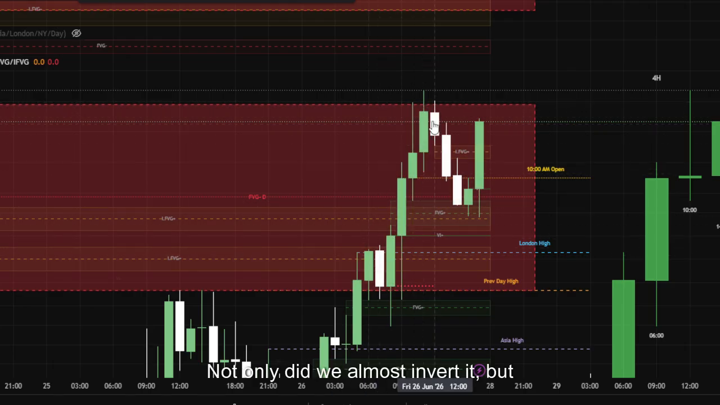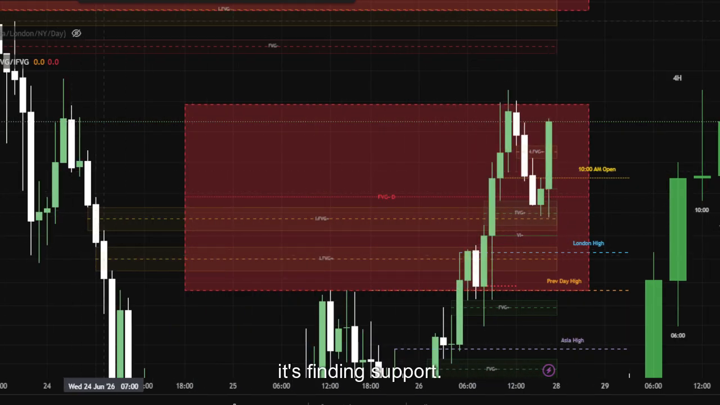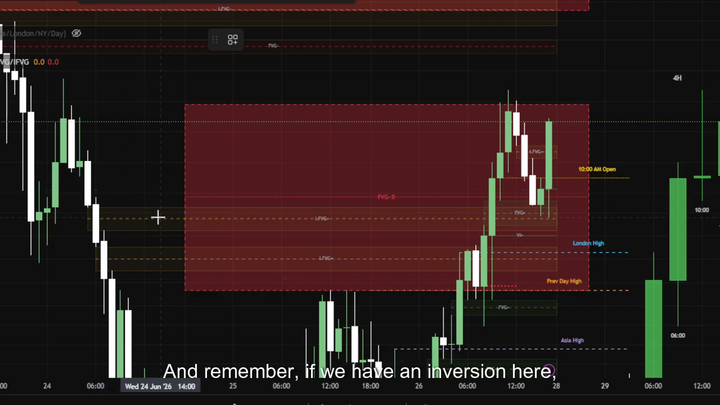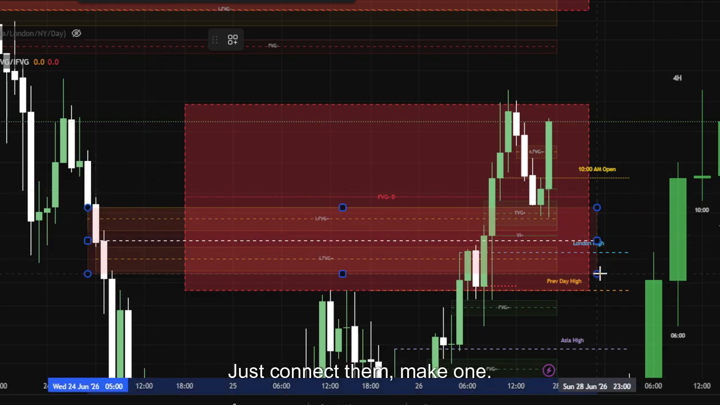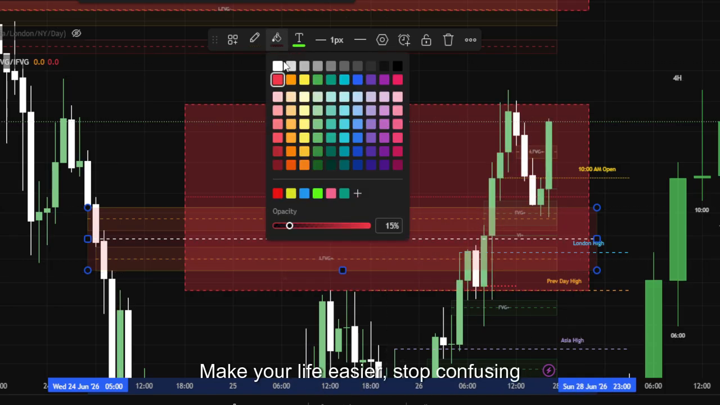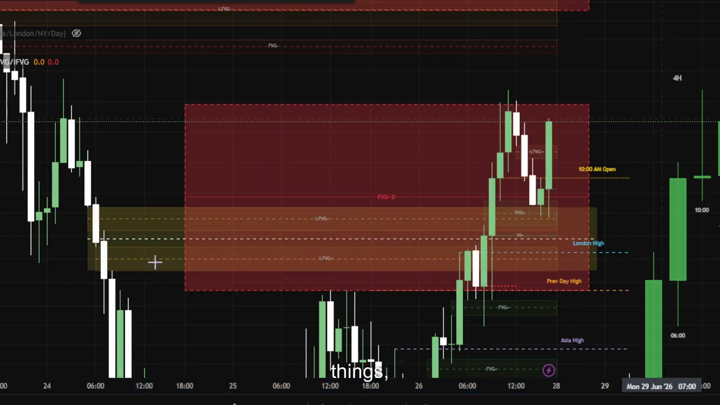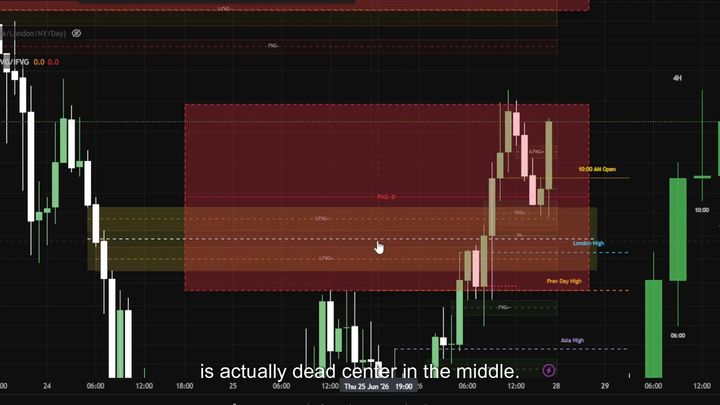Not only did we almost invert it, but similar to the last example, the 50% is almost now acting as a support. It's almost acting as if it has been inverted. Not only that, it's finding support. And remember, if we have an inversion here, an inversion here, what do you do? Just connect them. Make one. Make your life easier. Stop confusing things. Okay? And what happens? The 50% is actually dead center in the middle of the two.